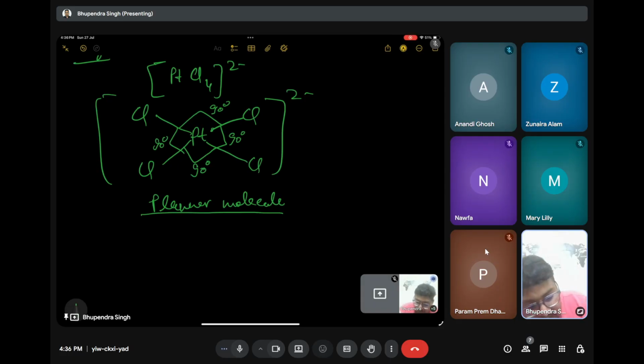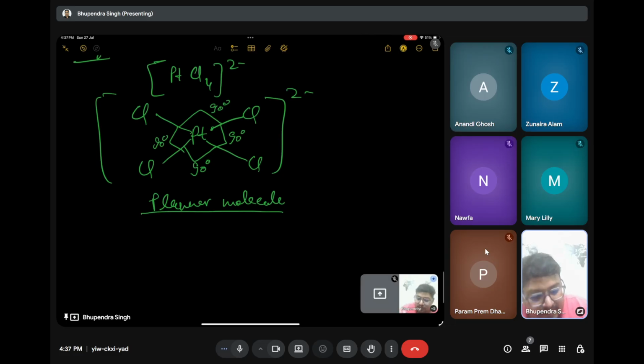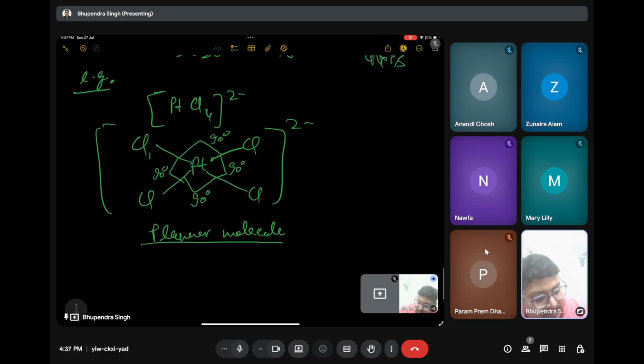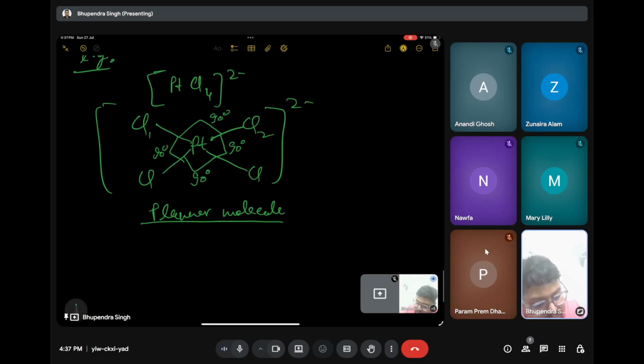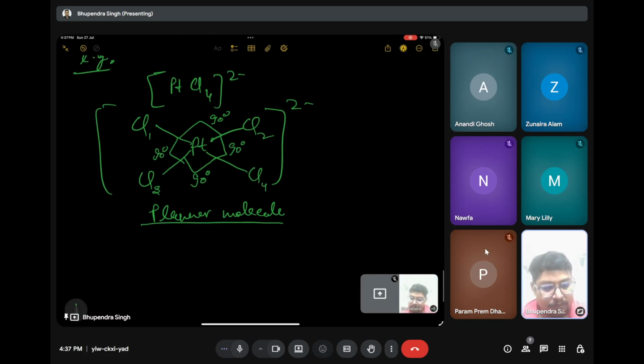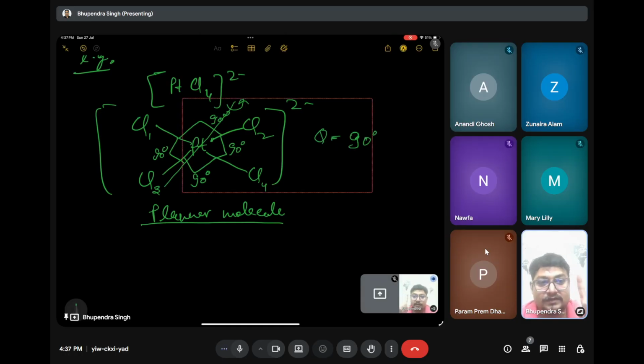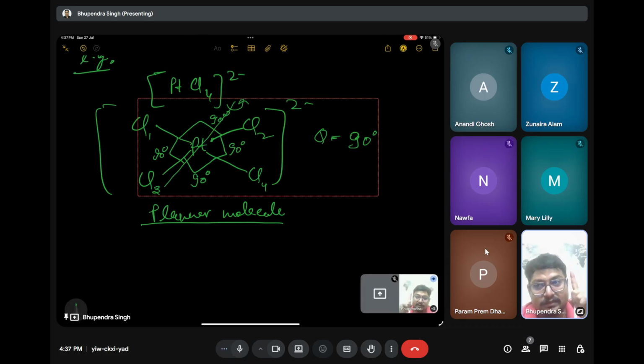Let's see how. This is the notation only, not anything else. This is Cl1, this is Cl2, this is 3, this is 4. If you rotate it around this axis, if you are rotating a planar molecule, as I already told you, you will require an angle of 90 degrees to reach the first equivalent structure.